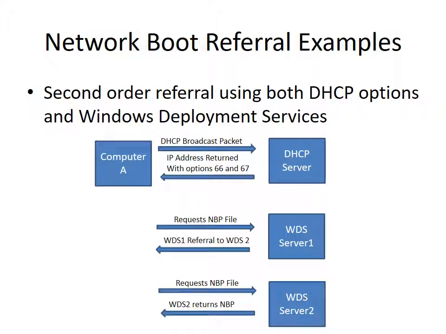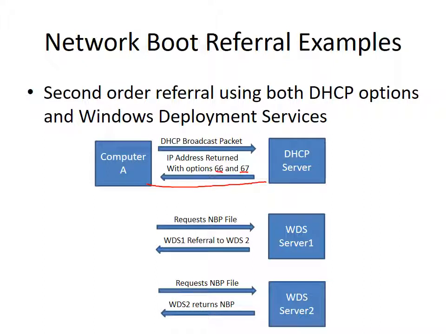So in this example here, we are basically combining the previous two examples. This would be an example of a second order referral using both the DHCP options and the Windows Deployment Services options. So first off, computer A is going to PXE boot to the network. It's going to send a DHCP broadcast packet to the DHCP server. Then the DHCP server is going to return an IP address along with options 66 and 67.